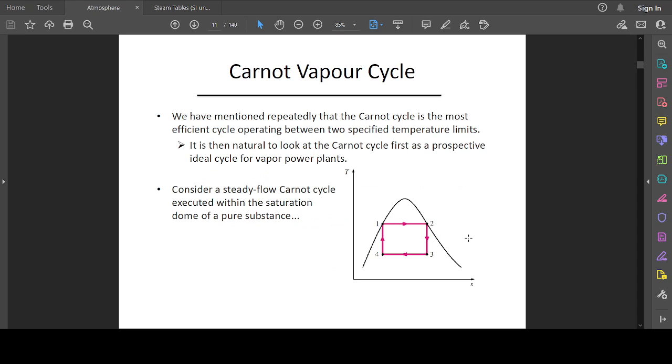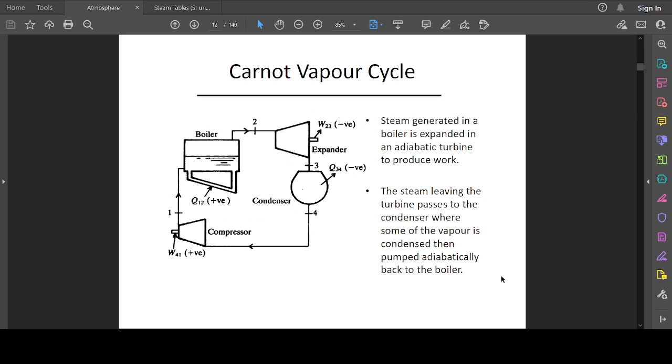So we have mentioned repeatedly that the Carnot cycle is the most efficient cycle operating between two specified temperature limits. It is then natural to look at a Carnot cycle first as a prospective ideal cycle for vapor power plants. So consider a steady flow Carnot cycle executed within the saturation dome of a pure substance, here represented on a T temperature-entropy diagram.